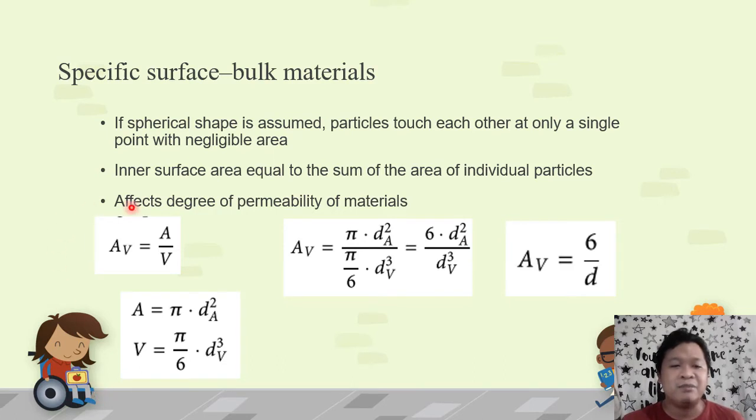So in that regard, the assumption here, of course, is that we're using the equivalent diameters, the dA, di ba, diameter of surface area equivalent sphere, and dV, diameter of volume equivalent sphere, for our calculations of the area per unit volume. And if we combine these equations and simplify them, we simply have the area per unit volume equal to 6 over the diameter. So ito yung ratio ng surface area to volume per se.